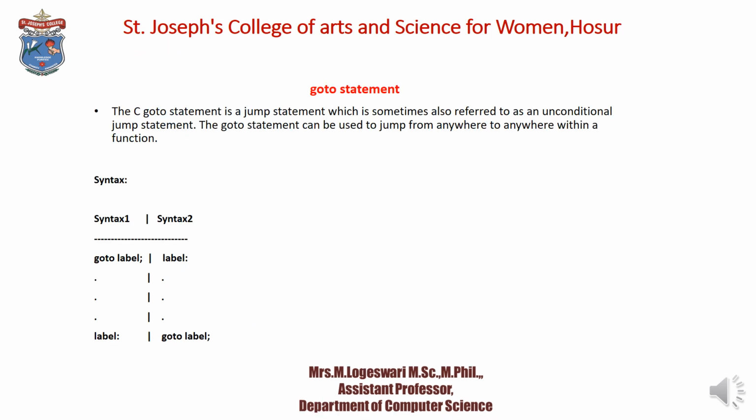Goto statement. What is the goto statement? Goto is a jumping statement, an unconditional jumping statement. We can jump anywhere within the function. Next, the syntax. There are two syntaxes here. Goto is a keyword, it transfers control. After that comes a label, and the label is an identifier. When the goto statement is encountered, the control of the program jumps to the label code.